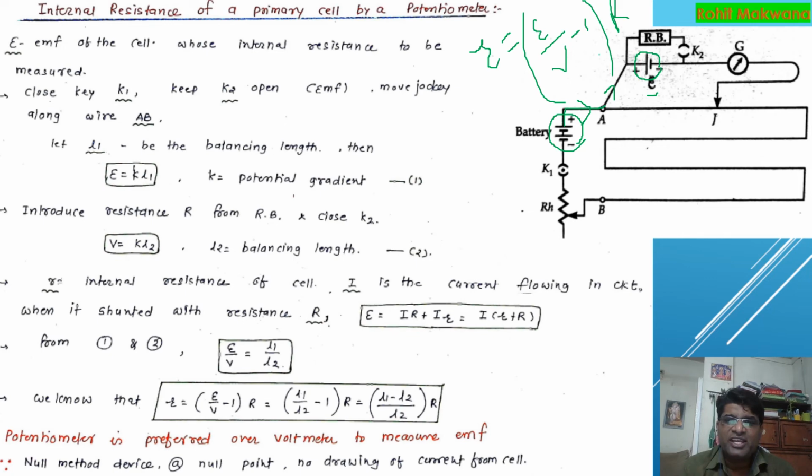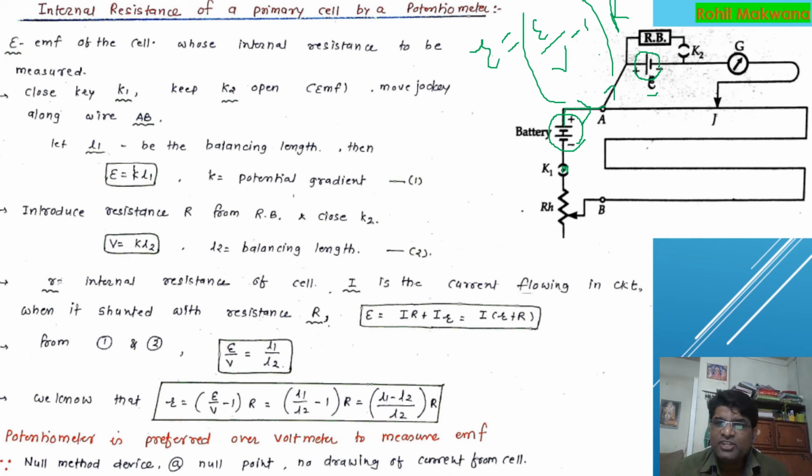So what shall we do? We first put the K1 here. We will close this key and we'll keep K2 open. If you keep K2 open, then what you are measuring here is EMF, because I have told you EMF is measured in open circuit condition. When the circuit is open, what you measure is EMF, not the potential difference. When you don't put this K2, you are not bringing the potential difference into the picture, because when K2 is open, what you measure is EMF, and epsilon here is the EMF of the cell, right?